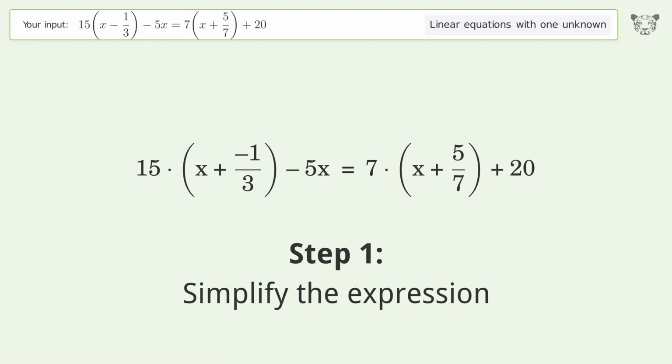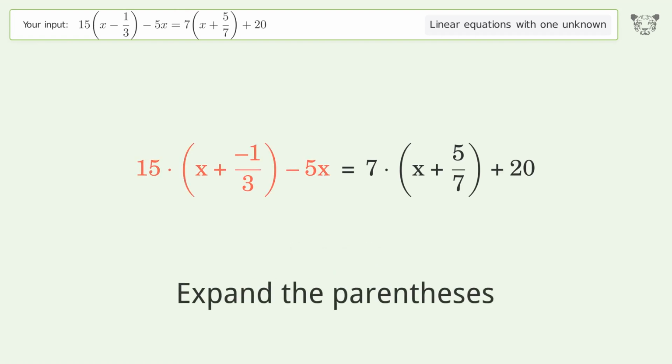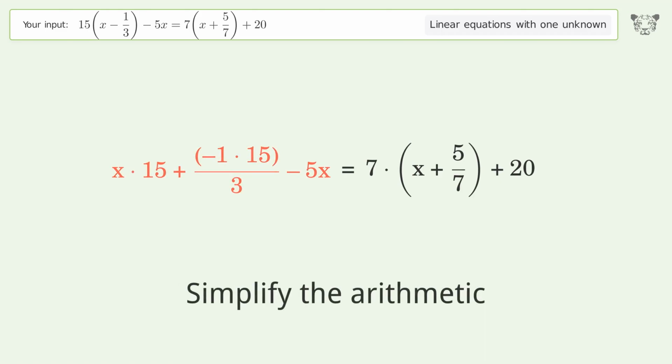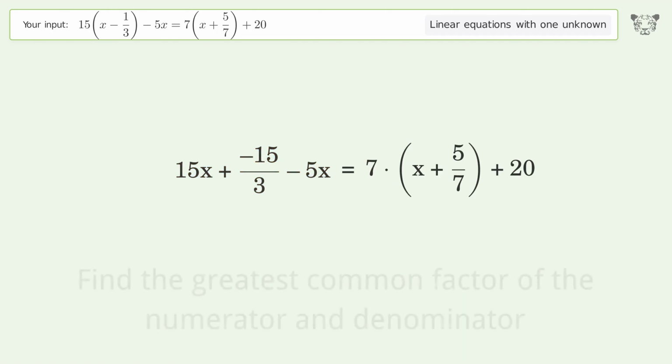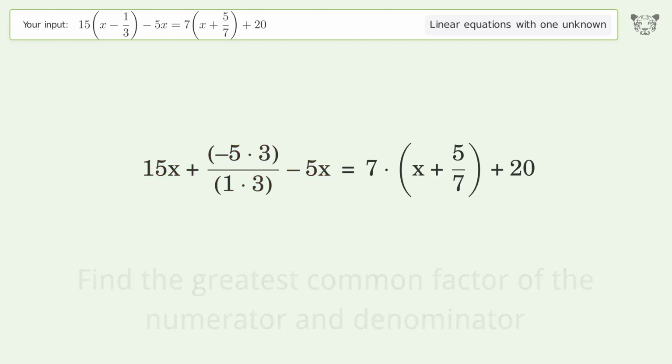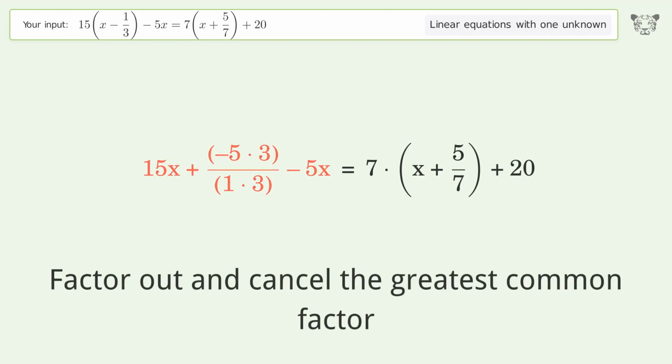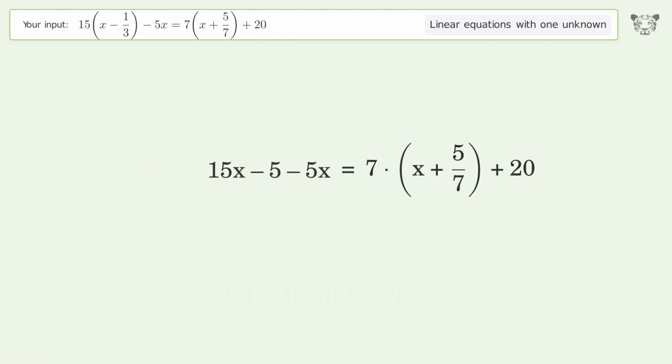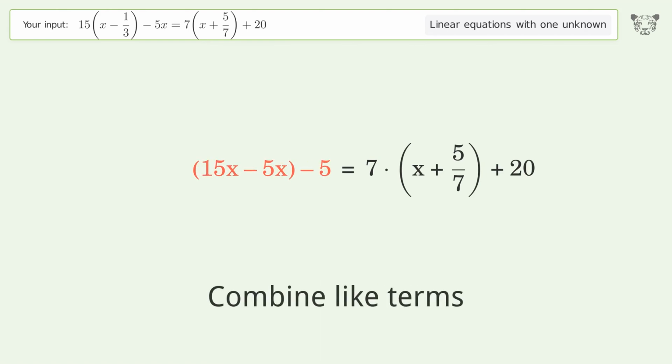Simplify the expression. Expand the parentheses. Simplify the arithmetic. Find the greatest common factor of the numerator and denominator. Factor out and cancel the greatest common factor. Group like terms. Combine like terms.